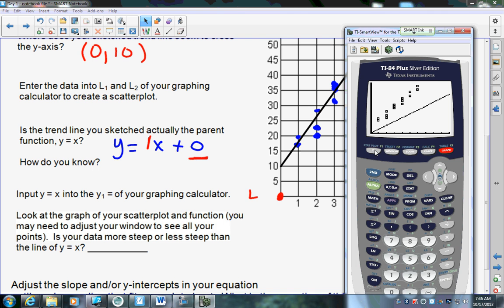Now, one thing I notice is, I know that it's talking about adjusting, making it steeper or less steep. But here's my problem. Look at the graph we did by hand. What's my y-intercept? 10. So let's go in here and add a plus 10 in there. Sometimes you just need to shift your line up.